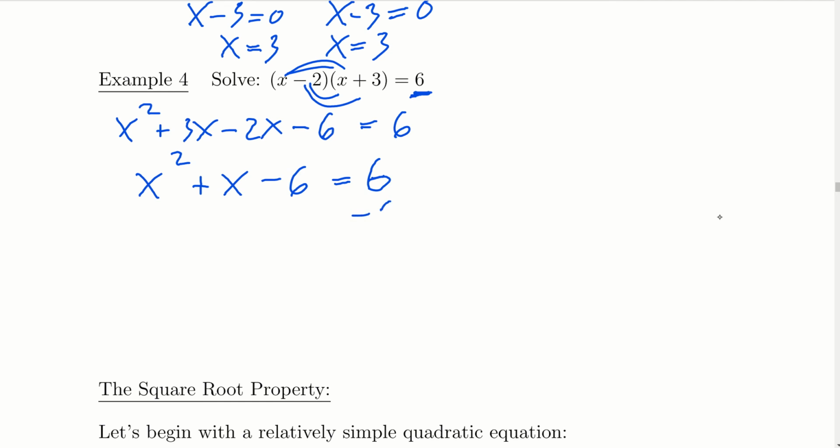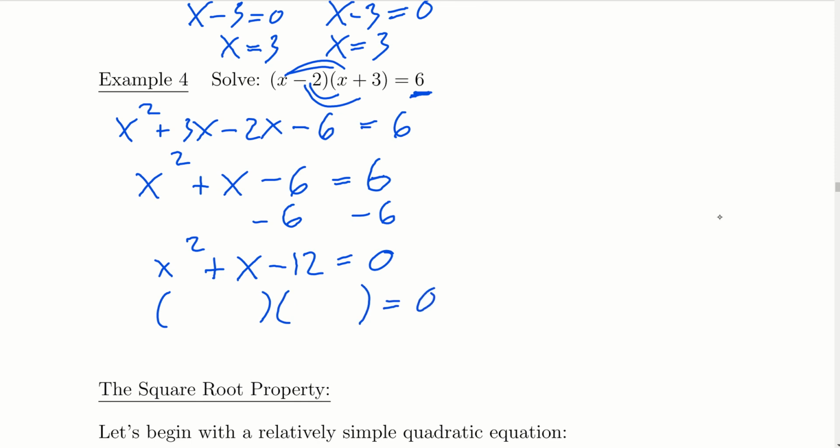Now we're going to get one side to be 0. We can simply subtract 6 from both sides. We get x squared plus x. Negative 6 minus 6 is negative 12. And then on the right-hand side we have 0. We have one side to 0. It's in standard form. Now if we're able to, we want to try to factor this.